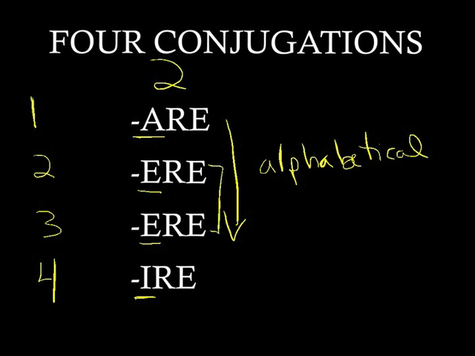With the 2 EREs, 2 things are useful to know. First of all, this ERE is a long E, and this is what's called a short E. So if you're dealing with a textbook that has long marks on it, if there's a long mark, it's 2nd conjugation. If there's no mark, it's 3rd conjugation. But a lot of worksheets I give you will not have that long mark.